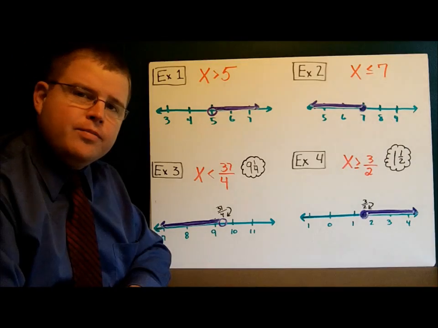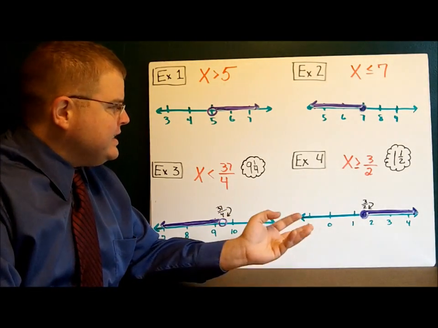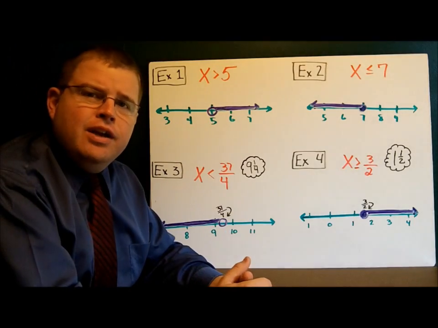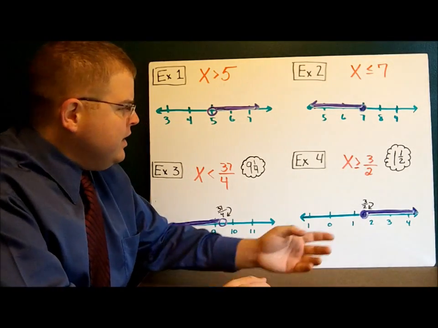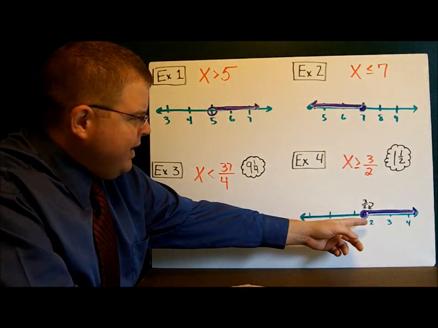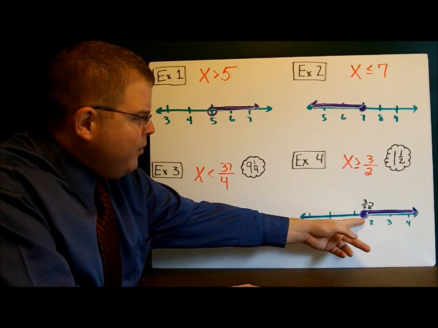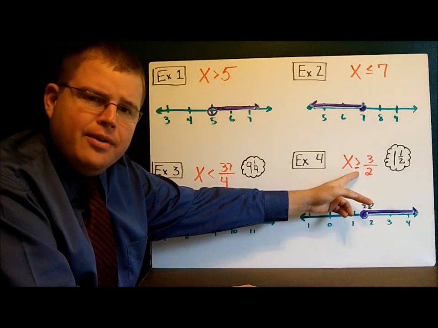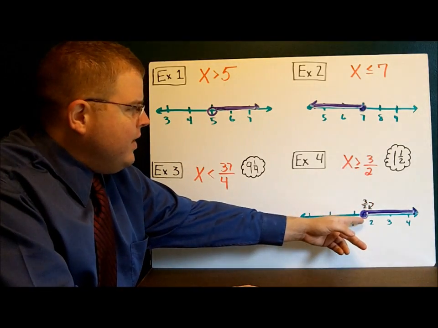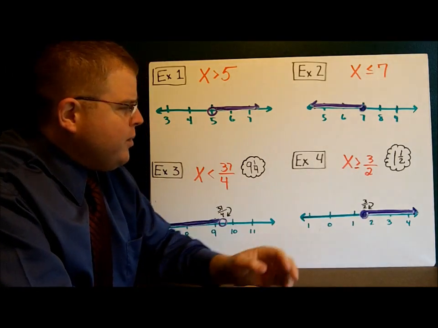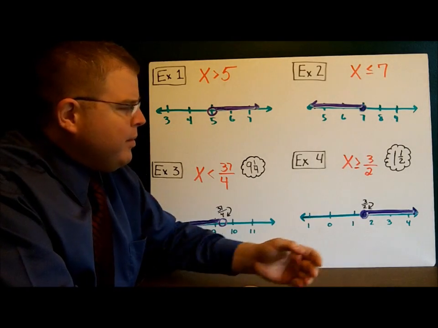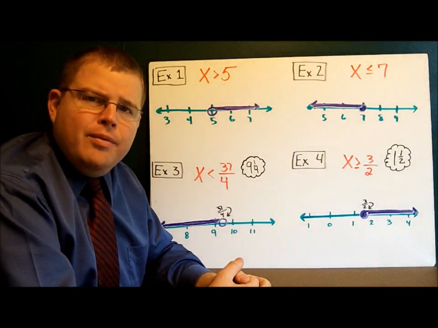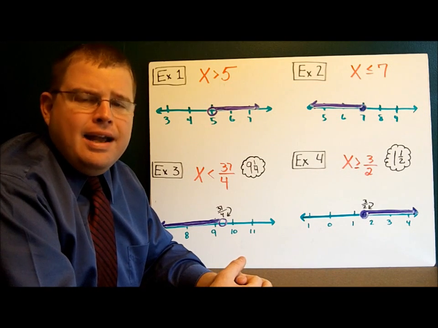Finally, on example 4, we have x is greater than or equal to 3/2. 3/2 is 1 1/2. So I did the same thing. I drew my number line, and at 1 1/2 I put my closed circle because it says greater than or equal to. Then greater than, I go to the right. I was sure to label that because it was between 2 points on the graph. I wanted to be sure that my readers knew exactly what I had put for a point.